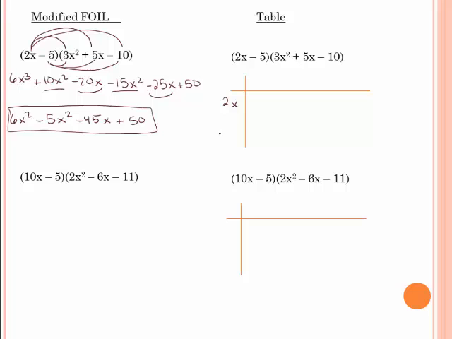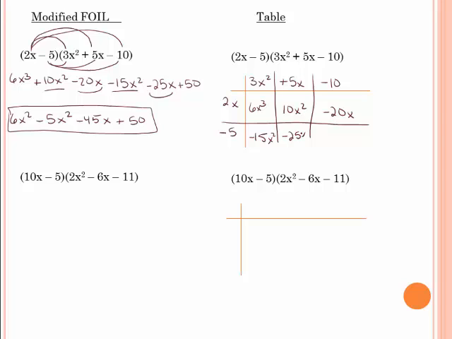Using the table, I write each polynomial across the top and down the side. I'm going to get all of the same multiplications. It's just in a more organized fashion, I think. So 6x to the third, my like terms are on the diagonal.